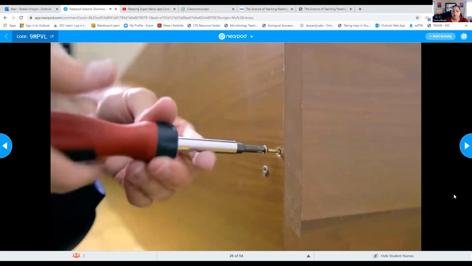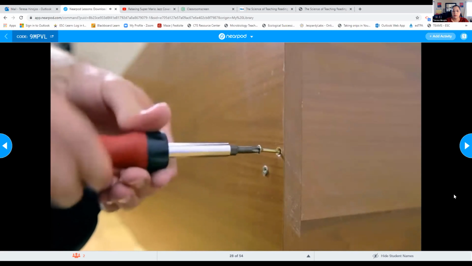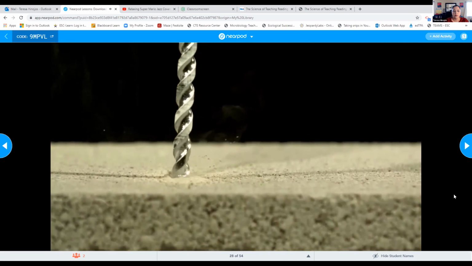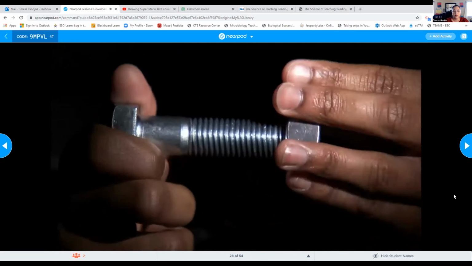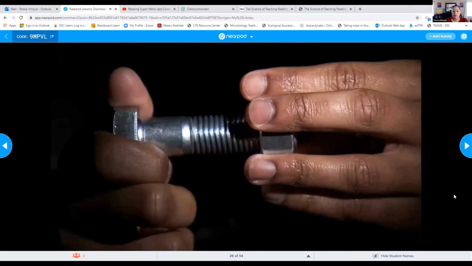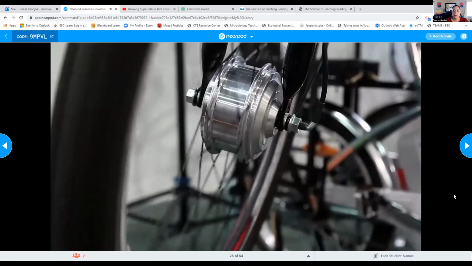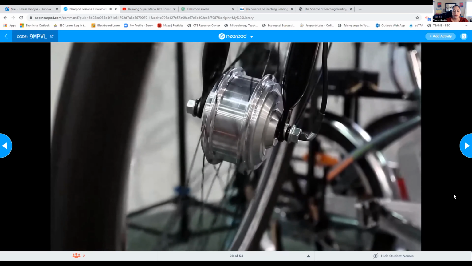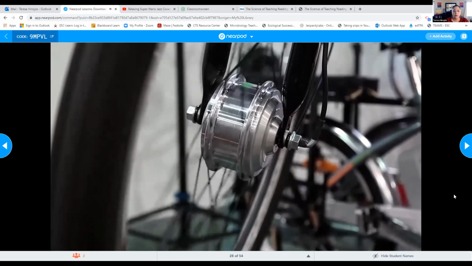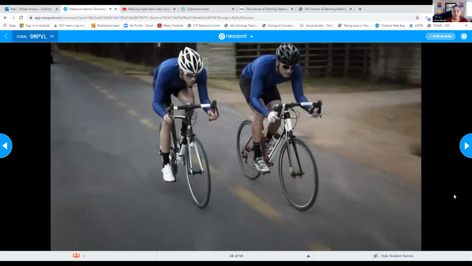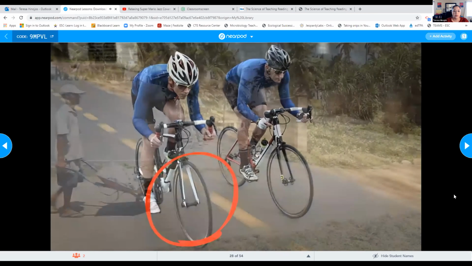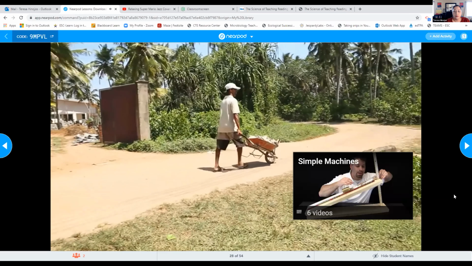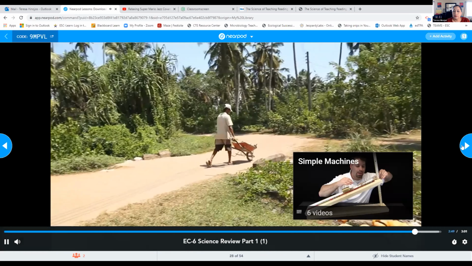A screw is essentially a long inclined plane wrapped around a shaft. It is used often in everyday life, like this drill. Bolts are a screw. A wheel and axle is basically a wheel mounted to an axle and allows you to transport objects much easier. Bicycles have a wheel and axle. This wheelbarrow does also. If you'd like to know more about simple machines, this playlist will help.